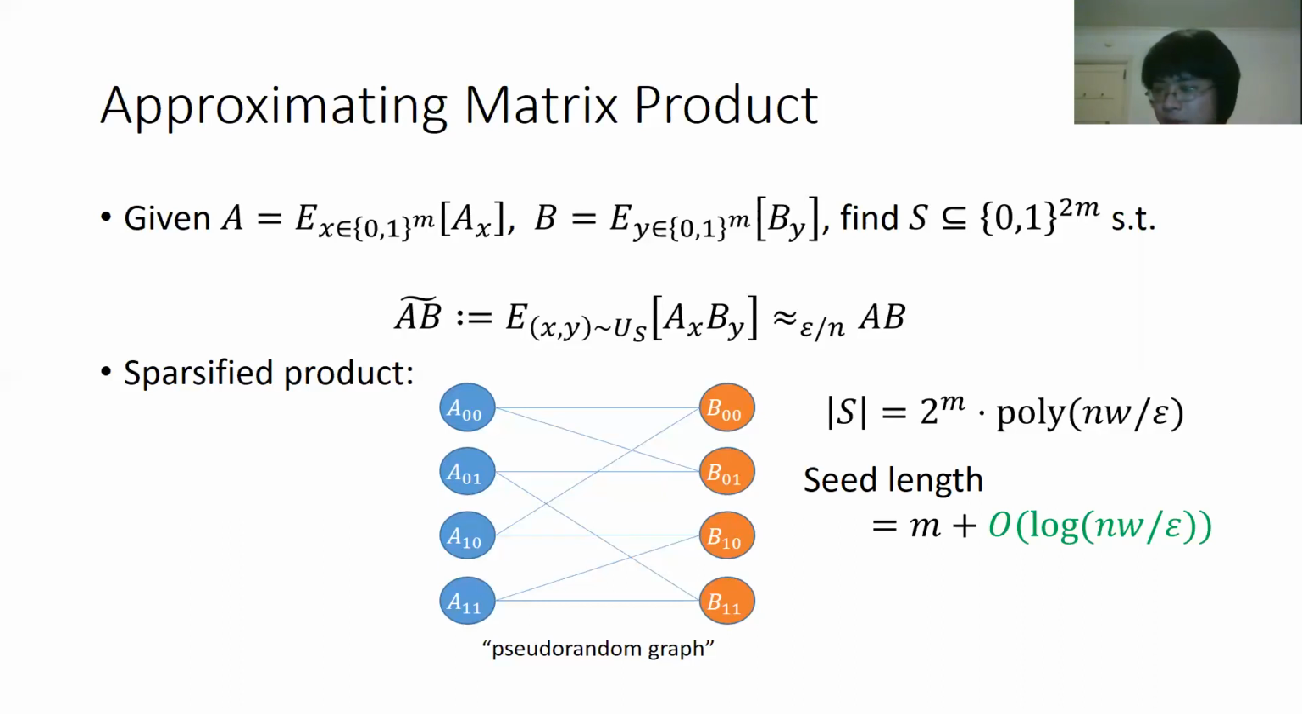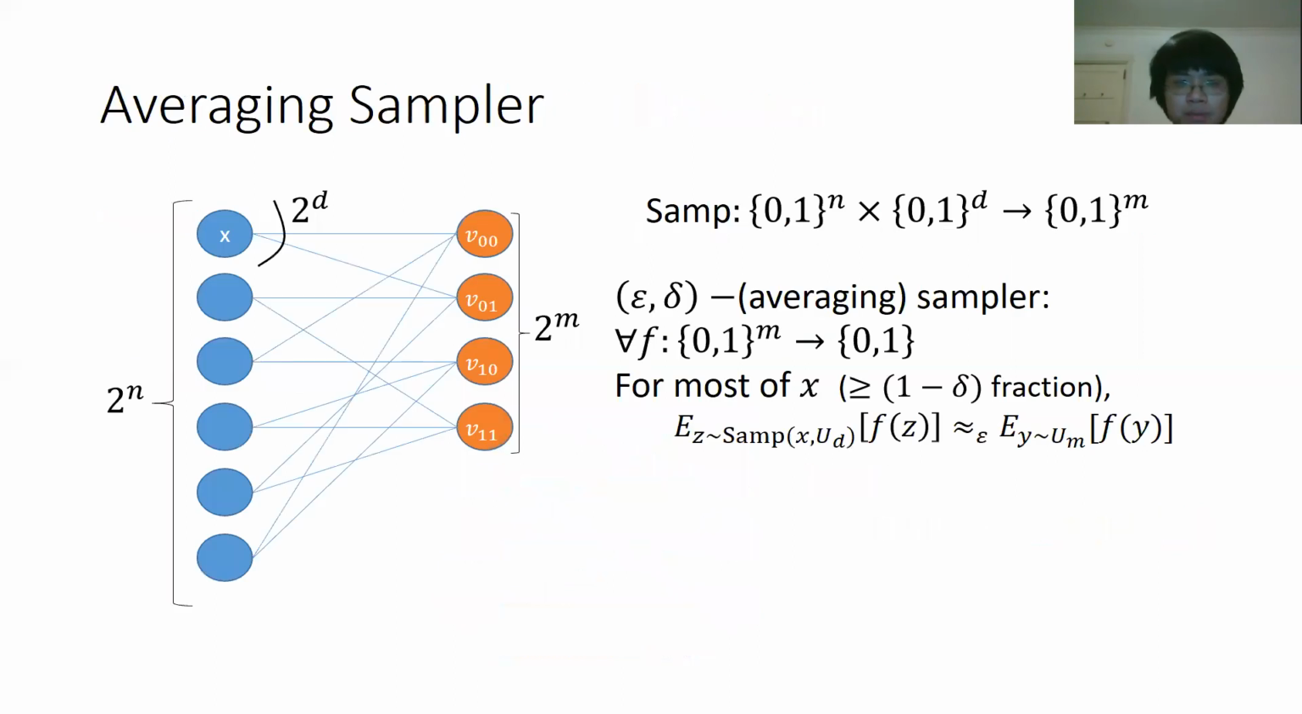But in this construction, we are paying this log 1 over epsilon term in each level of recursion. So the idea of BCG is to try to amortize this log 1 over epsilon term among all the levels of recursion. And we will also follow this similar idea of BCG. To achieve this, we need to compute this sparsified matrix product with an averaging sampler.